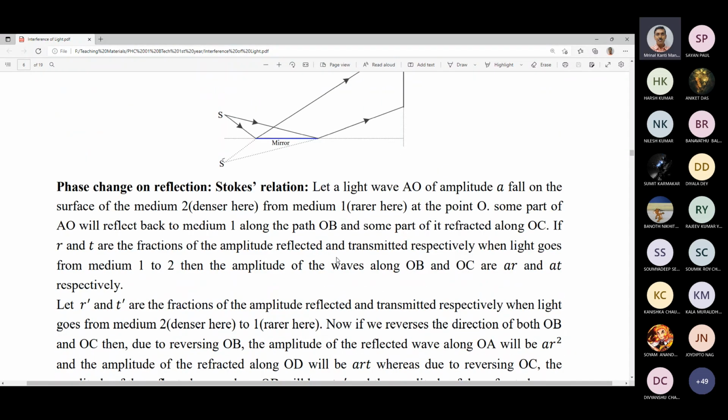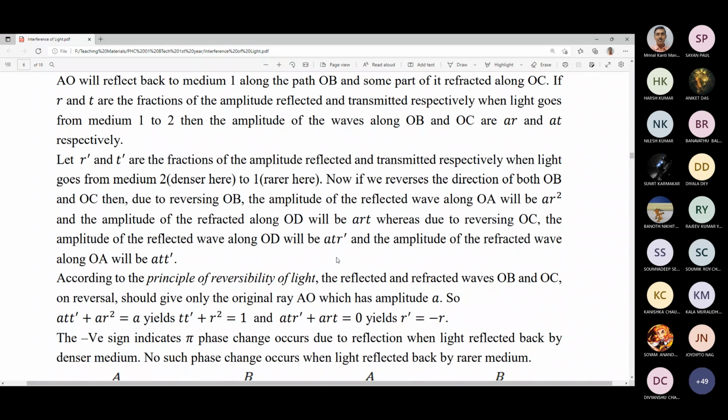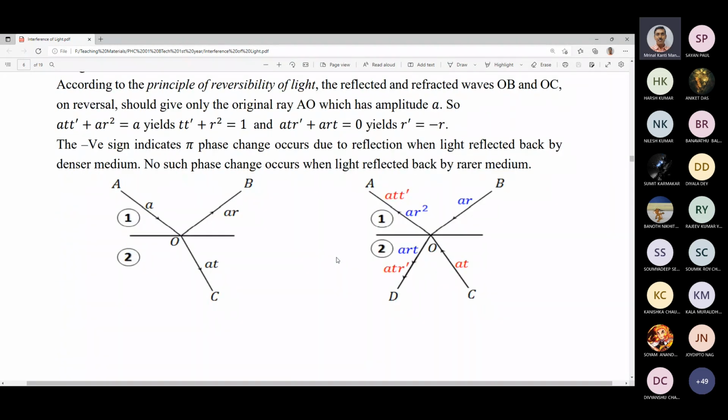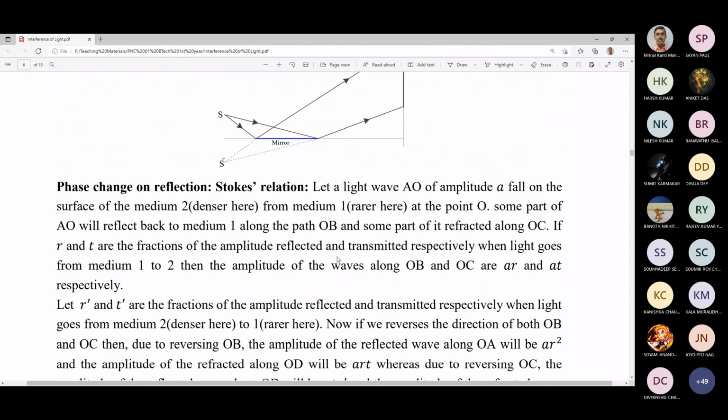Now, this can also be explained mathematically according to Stokes' relation. So now we consider the Stokes' relation.